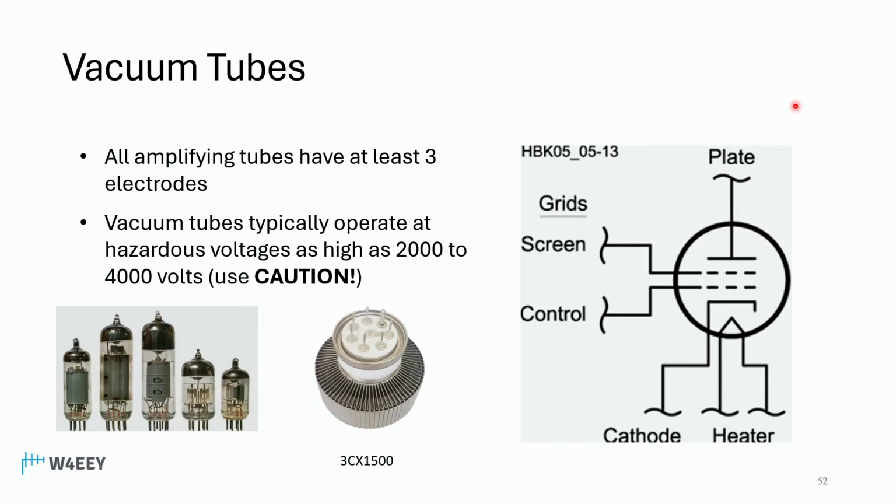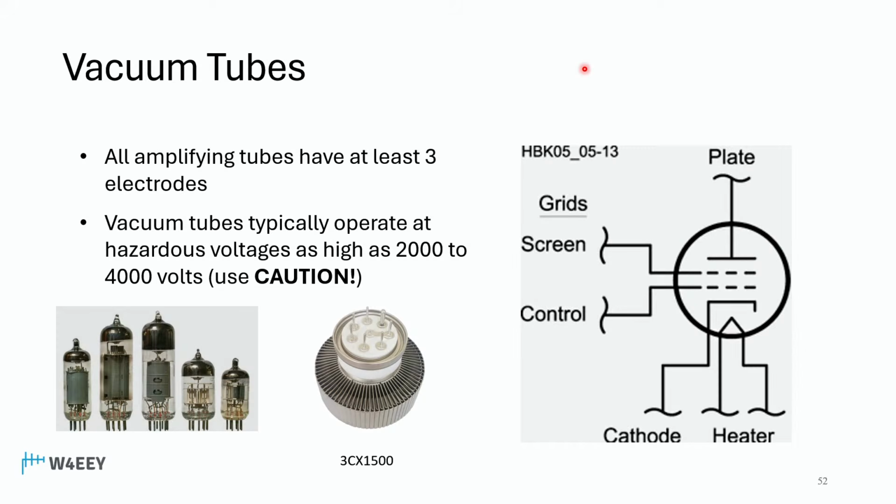All right, so I've listed some here, made some pictures. You might see this in an old radio. This would probably be in the receiver section. And then to contrast that with a humongous tube, I found a picture of a 3CX1500, which we'll talk about in a second. So this is a circuit diagram of a tube.